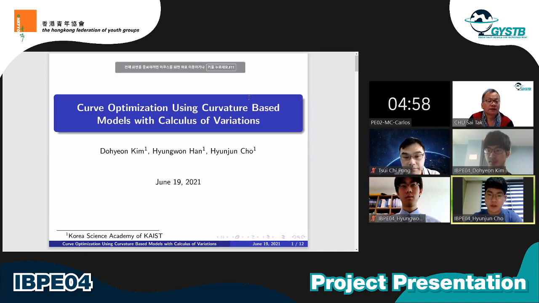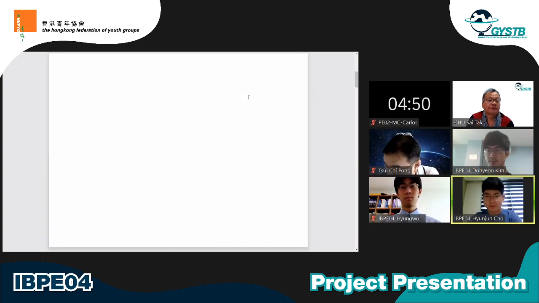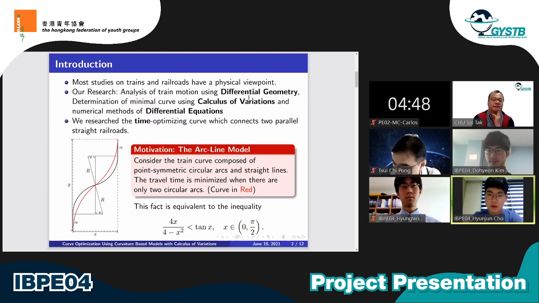Hello, we are Doyeon Kim, Hyungwon An, Han, and Hyunjun Jo, and we researched curve optimization using curvature-based models with calculus of variations. Our research goal is to find the time-optimizing train curve which connects two parallel straight railroads. To do so, we use the methods of differential geometry, calculus of variations, and numerical methods of differential equations.